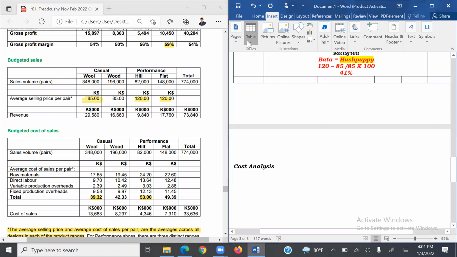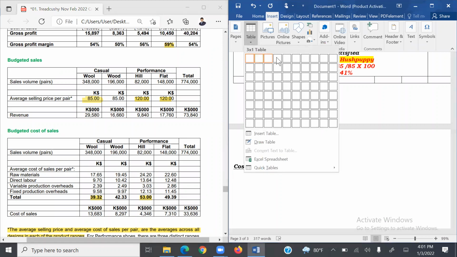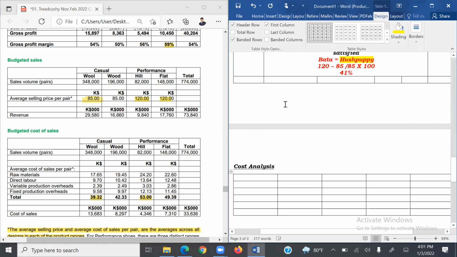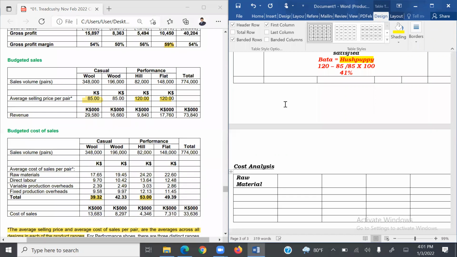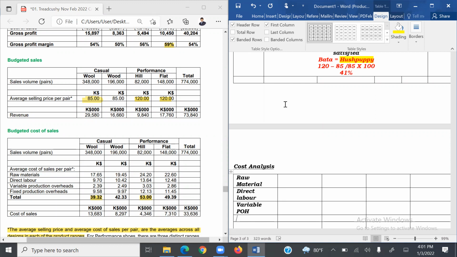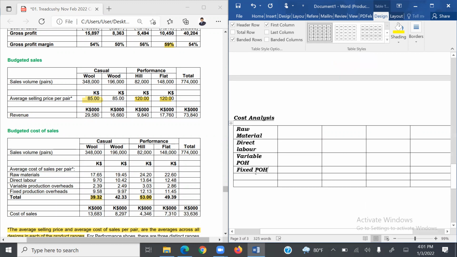It's not a difficult one, students. It's a basic one. What I can do is I can have the 4 aspects there, so it's very easy for you to understand. First thing I'll do is raw material. Then we have the direct labor. Then we have something called variable production overhead. Then we have fixed production overhead. And then, students, we have the total.